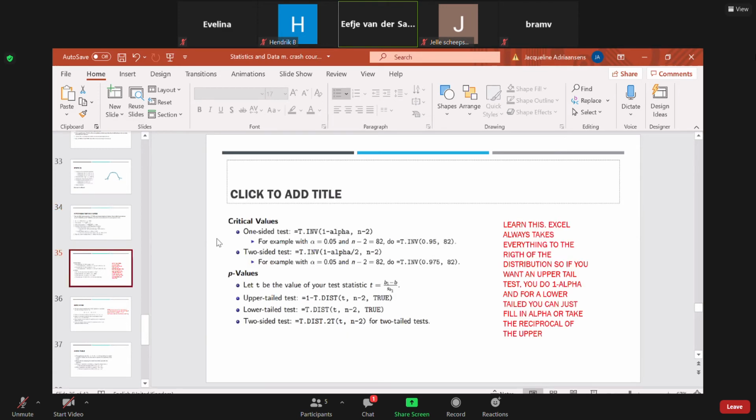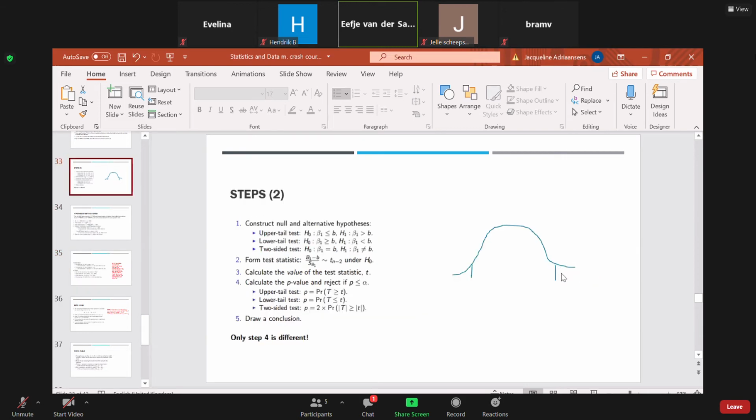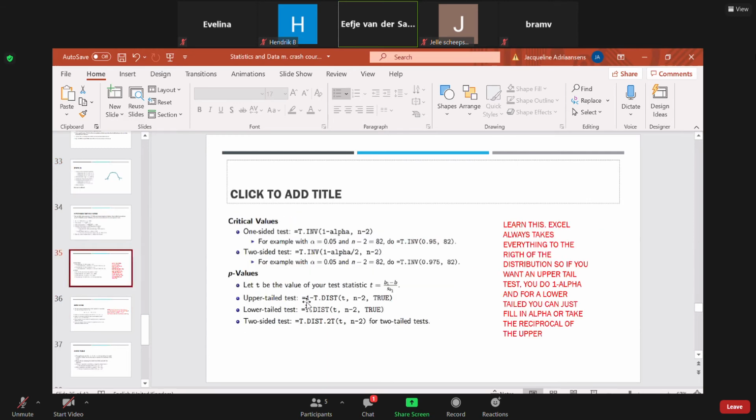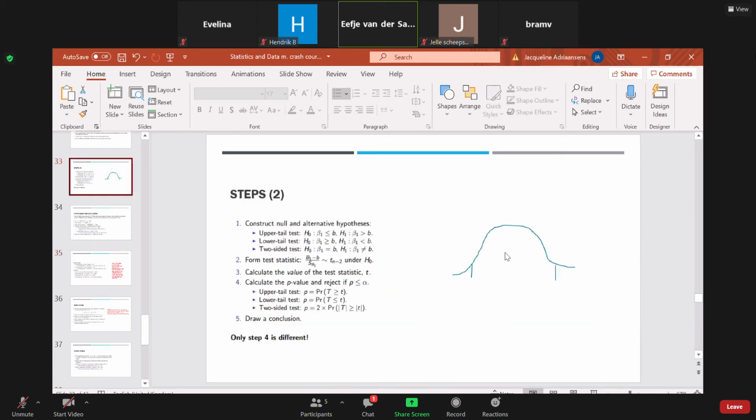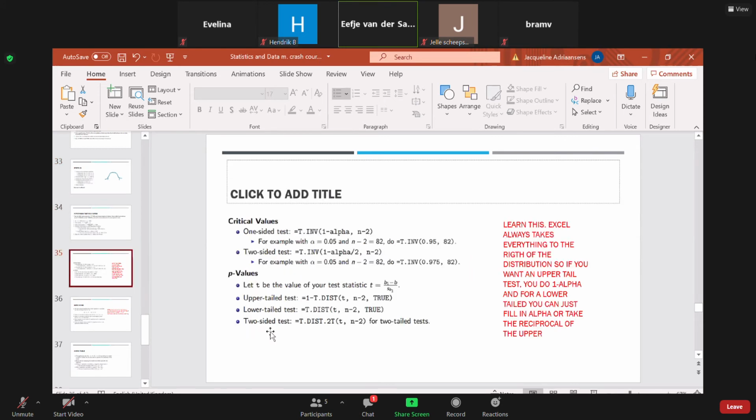So this slide explains what I have just done, basically. For the critical values, you always use t.inv, and for p-values, you use t.dist. For an upper-tailed test, you use 1 minus this one, because as I said, you want this area, but Excel always calculates this area because it always works to the right. So you do 1 minus that, and for a lower-tailed test, you just want this. That's already to the left, so you don't need to do 1 minus it. And for a two-sided test, that's important to know, you use this one.